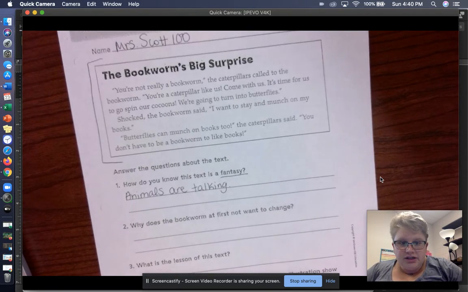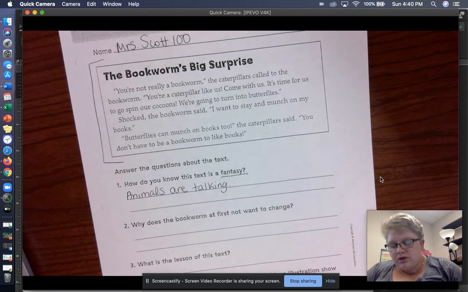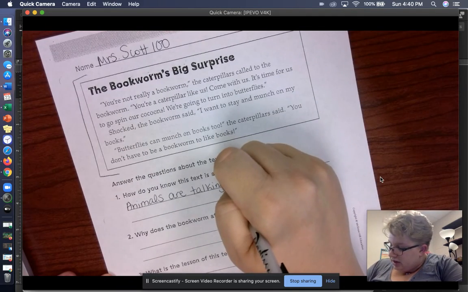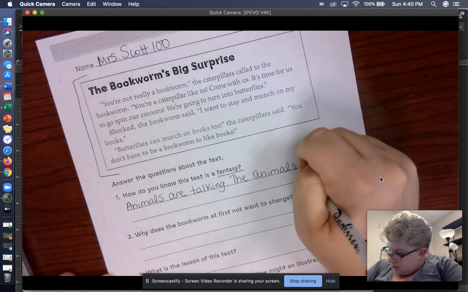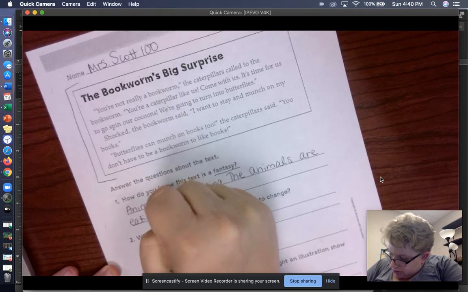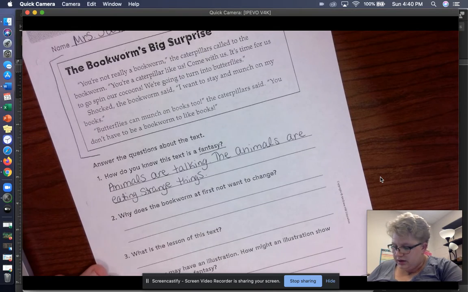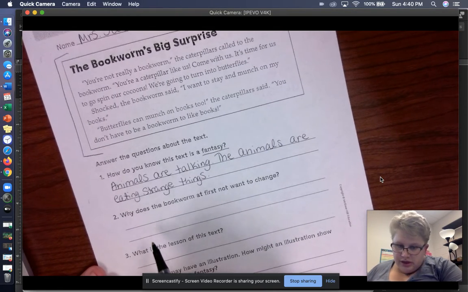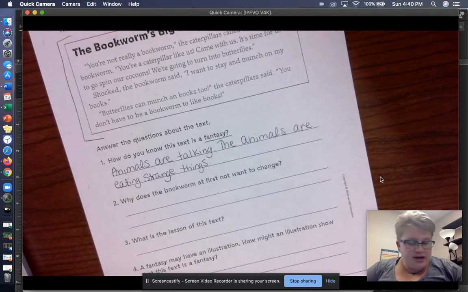Also in fantasy, it's things that don't happen in real life. Do caterpillars actually eat books? No, they don't. So that could be another reason why it's a fantasy. The animals are eating strange things. And then you would go through 2, 3, and 4 and answer the questions based on that little story. And that is your reading for the week.